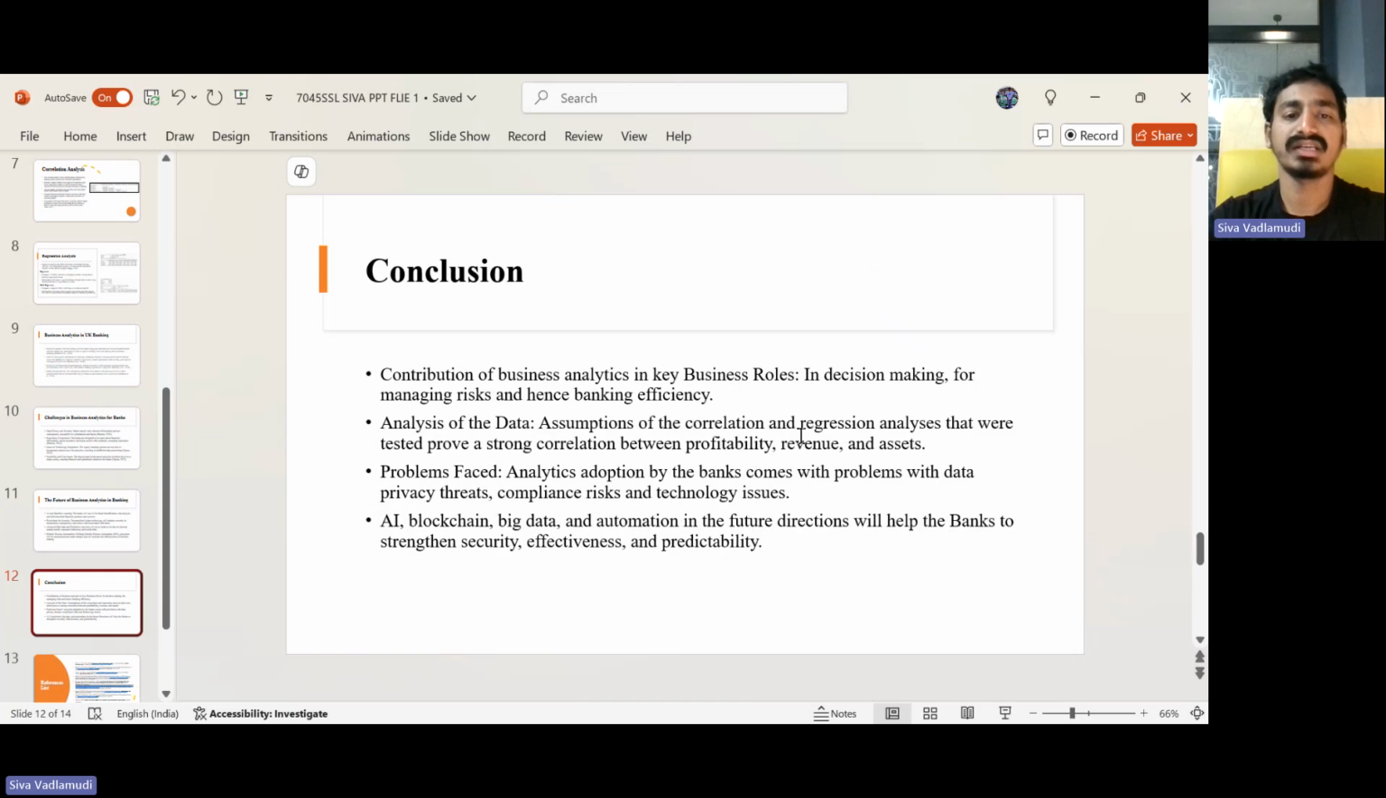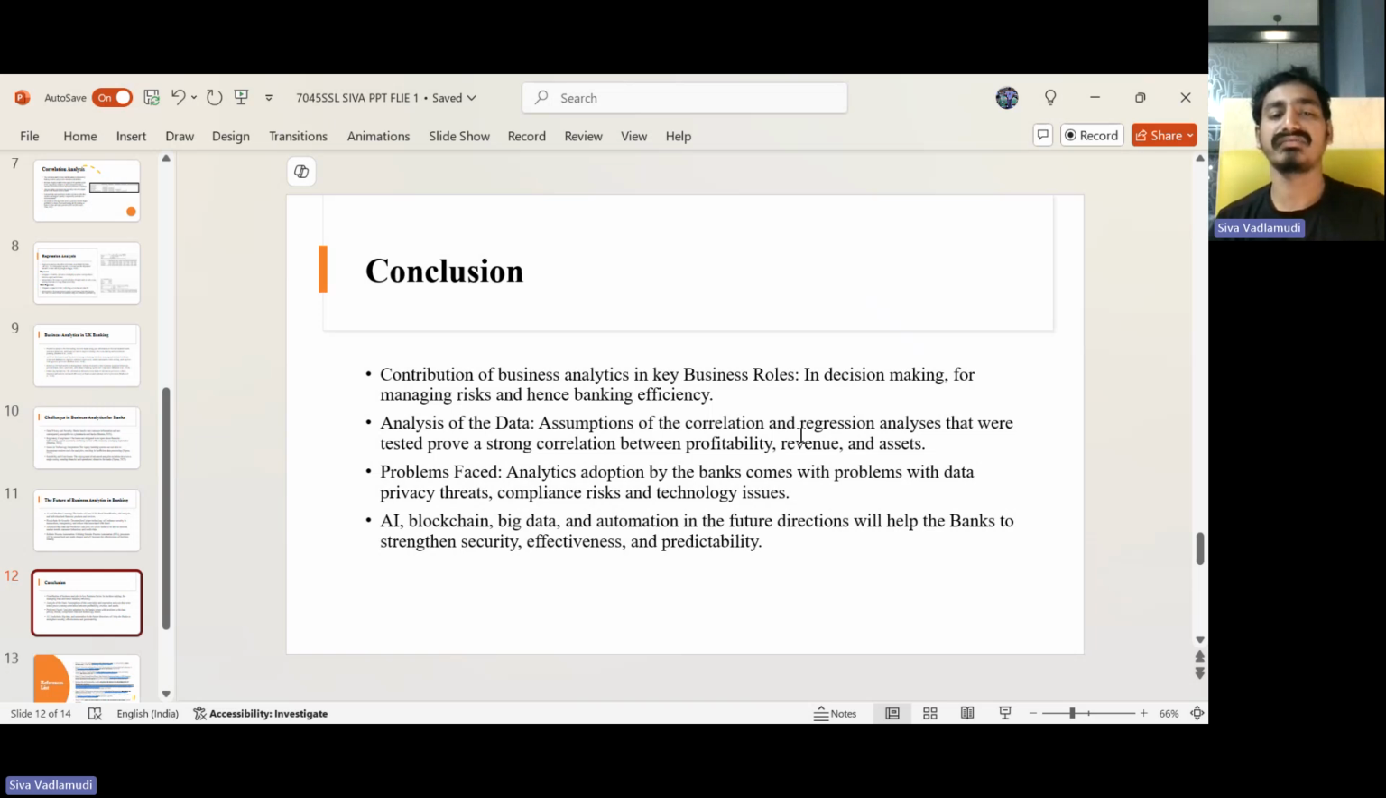Our next slide is the conclusion. Business analytics optimizes banking efficiency and decision-making. It is proven and validated by the revenue and profitability relationship, with security as a complement. Some of the main concerns aside, the future use of AI, blockchain and automation will improve forecasting and operating efficiency. Business analytics plays a key role in decision-making and managing risk, enhancing banking efficiency.